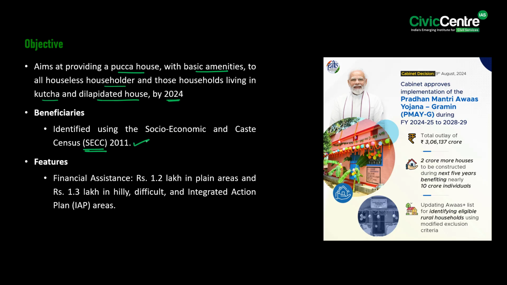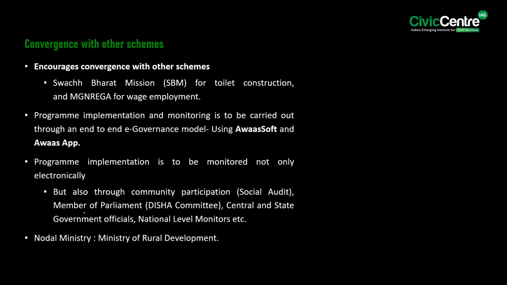Now let us look at some of the key features. Firstly, financial assistance of 1.2 lakh rupees in plain areas and 1.3 lakh rupees in the hilly, difficult and Integrated Action Plan areas. Secondly, it encourages convergence with other schemes like Swachh Bharat Mission for toilet construction and MGNREGA for wage employment. Then, in PMAY, the program implementation monitoring is to be carried out through an end-to-end e-governance model using Awaas Soft and Awaas app.